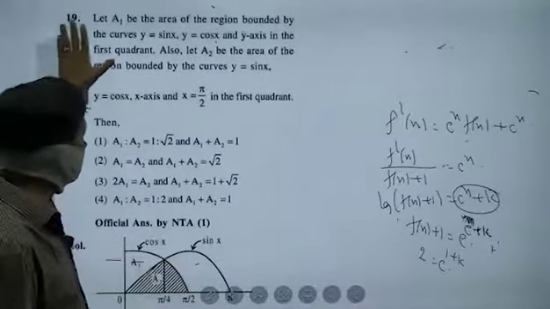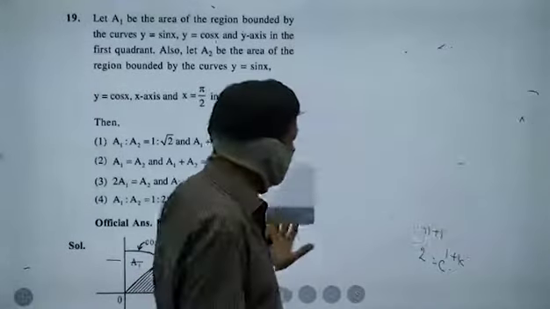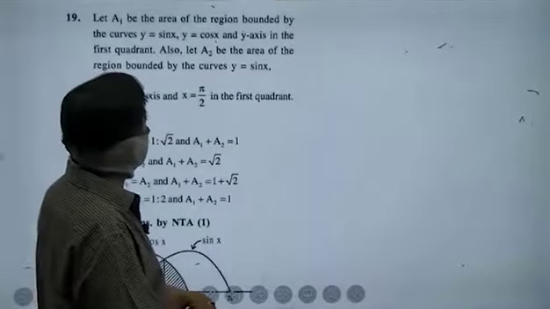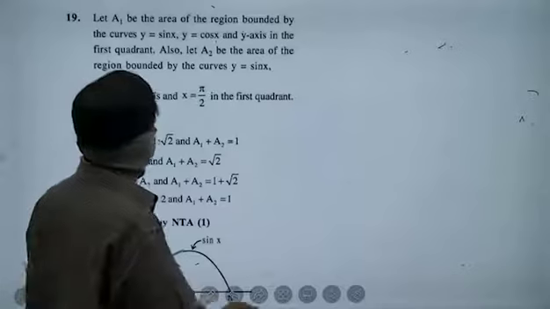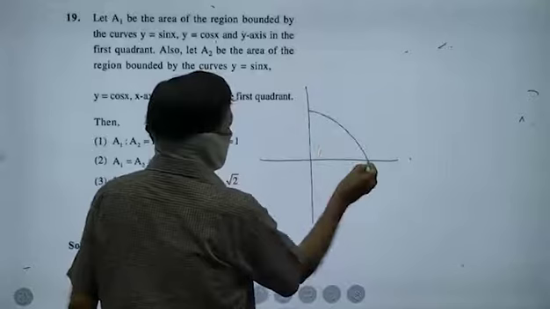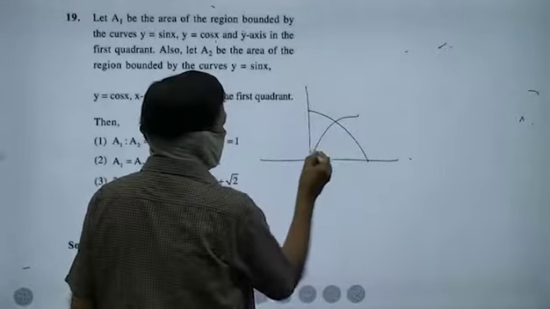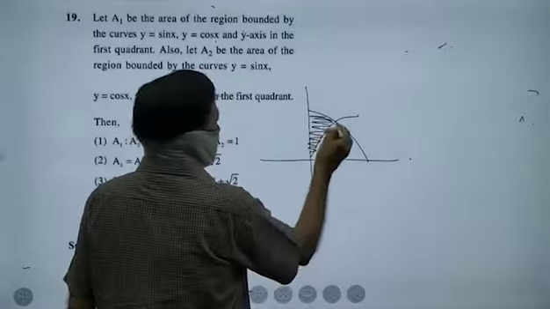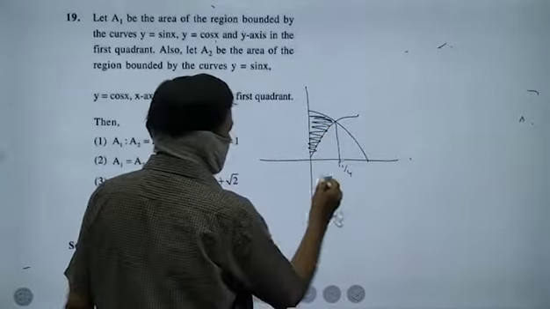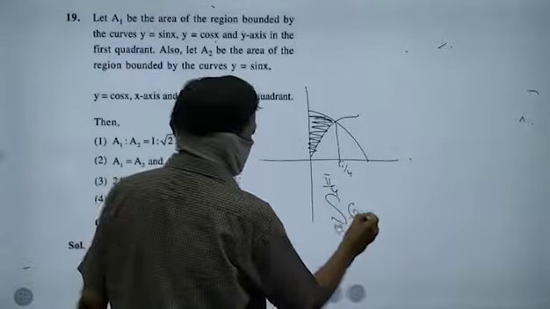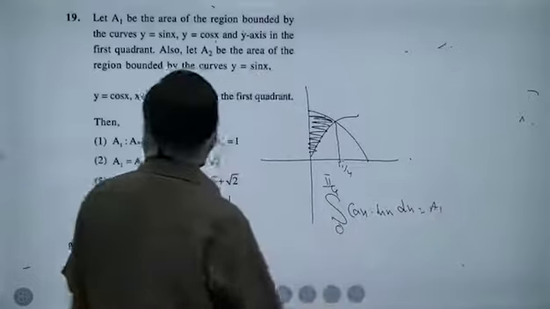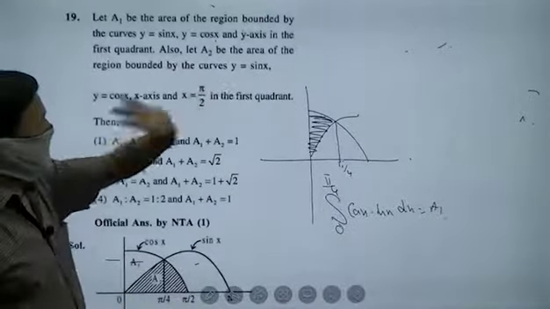Next question is also a very simple question. Area of the region bounded by the curves y is sin x, y is cos x, and the y axis in the first quadrant. This is cos x, this is sin x. This is the area. This is what? Pi by 4. So integral 0 to pi by 4 of cos x minus sin x dx is your A1.